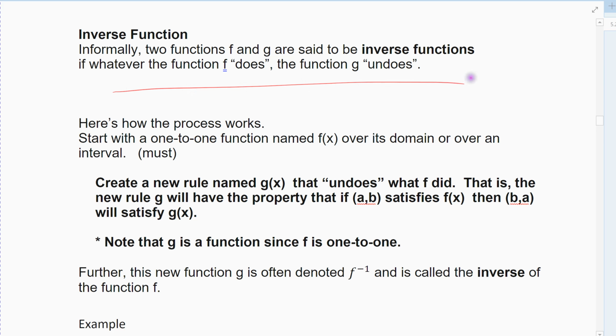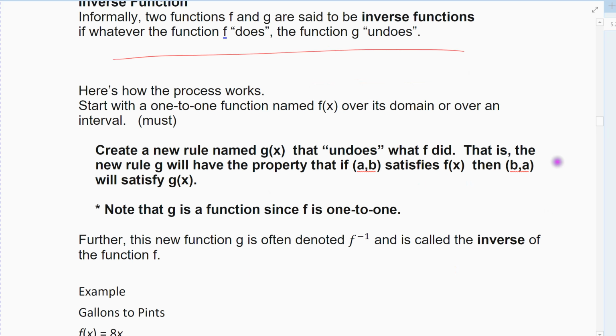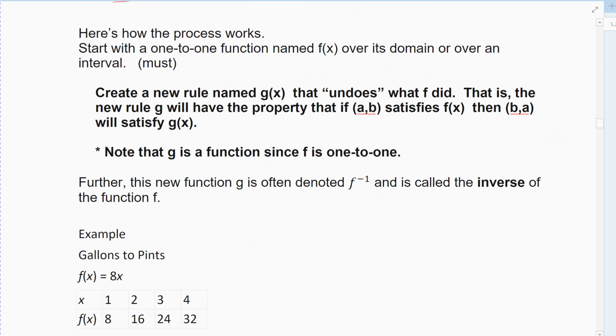So the process is basically, we start with a one-to-one function. Inverses exist with one-to-one functions, or we limit its domain and force it to be a one-to-one function, like we did with the piece of it where it's increasing, or the piece of it where it's decreasing. So it's one-to-one either over its domain or over an interval. We can only find inverses if they're one-to-one.